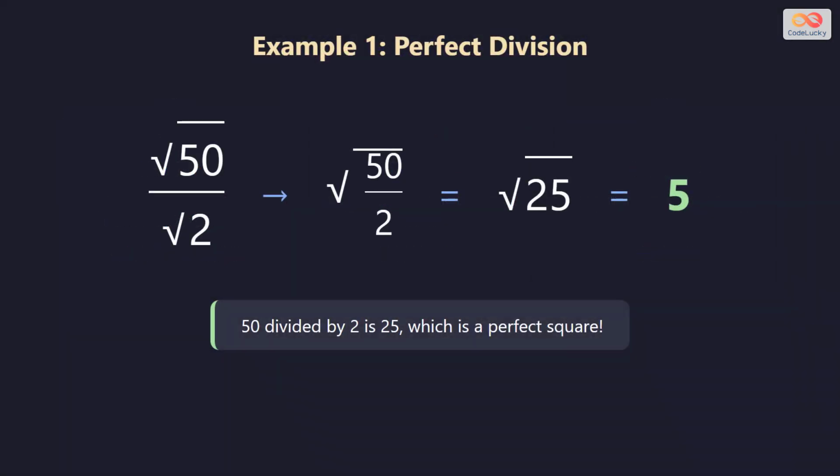Let's try a basic example. We have the square root of 50 divided by the square root of 2. Instead of trying to estimate decimal numbers, let's combine them. This becomes the square root of 50 divided by 2. 50 divided by 2 is 25, and we know that the square root of 25 is exactly 5. Much easier, right?